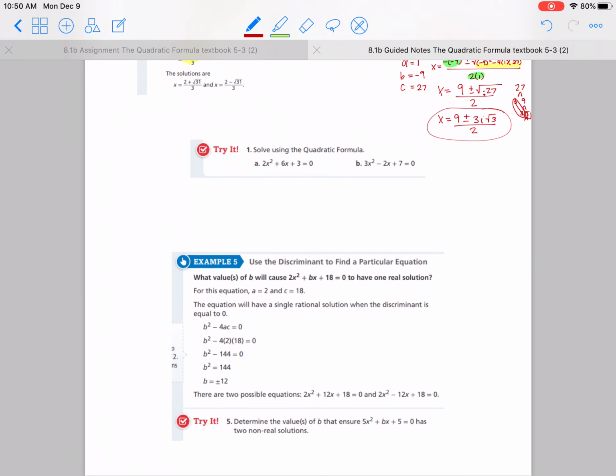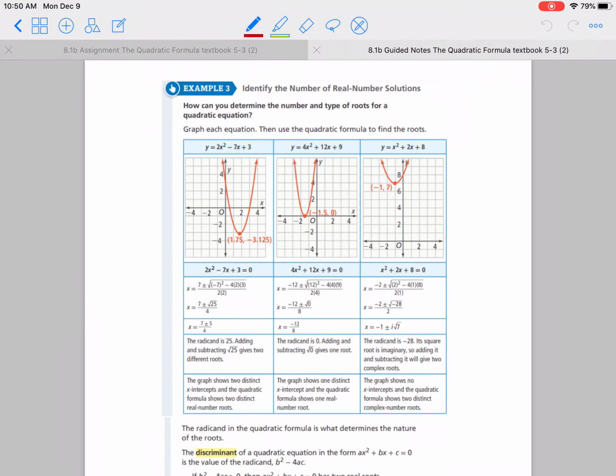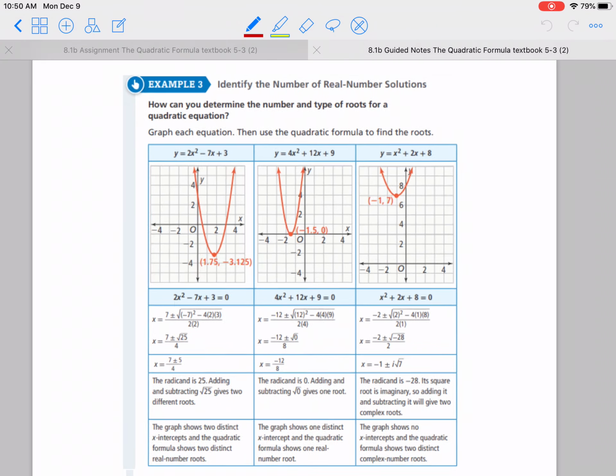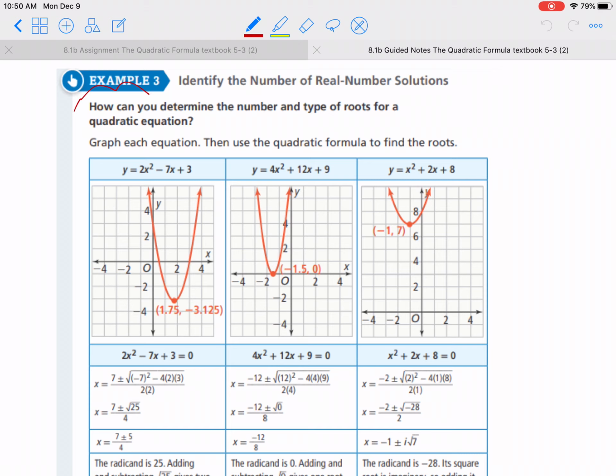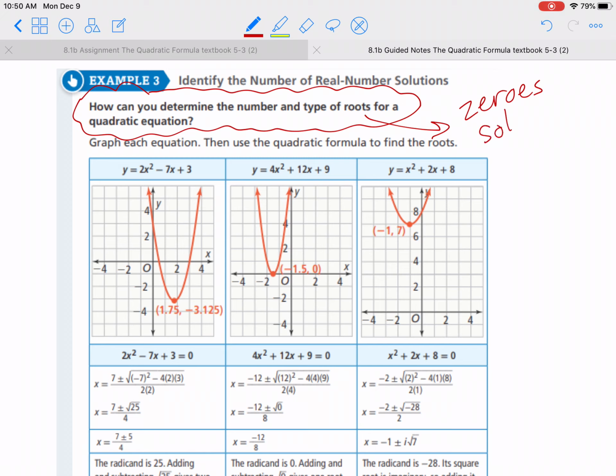Okay, I put example 5 on this page just because it fits perfectly, but turn the page, please, over on the other side. There's example 3. Now we're going to be talking about how to determine the number and type of roots for a quadratic equation. And another word for roots is zeros or solutions.